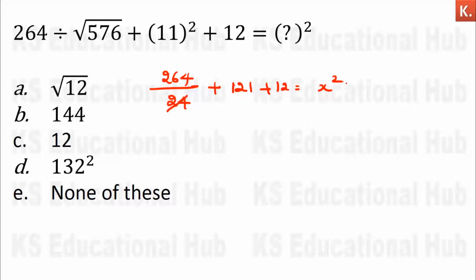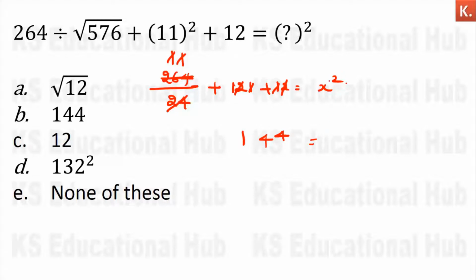So 24 one time it is 24. 2 is carried forward. 24 one time it is 24. So only addition is left out. 2 plus 1 is equal to 3, 3 plus 1 is equal to 4. So 1 plus 2 is equal to 3, 3 plus 1 is equal to 4. So 1 is left out, so x square.